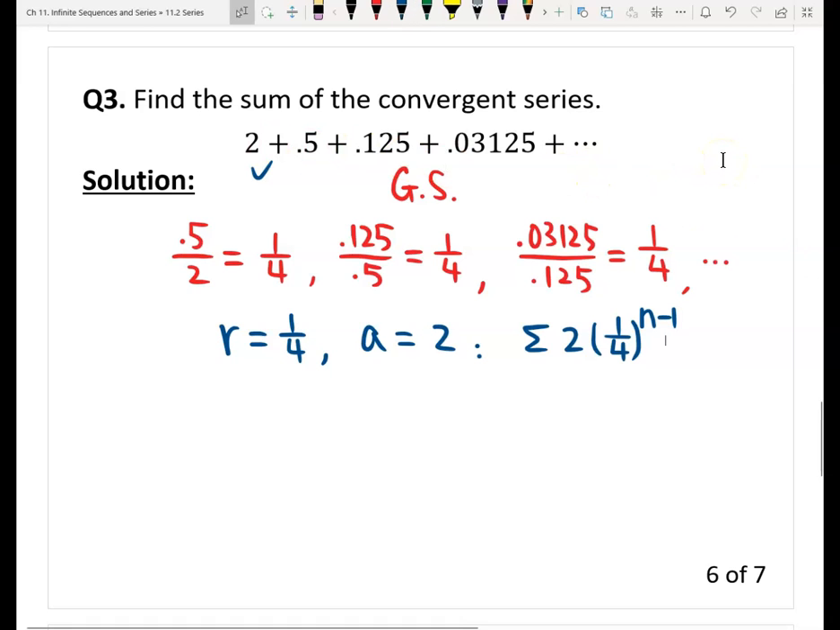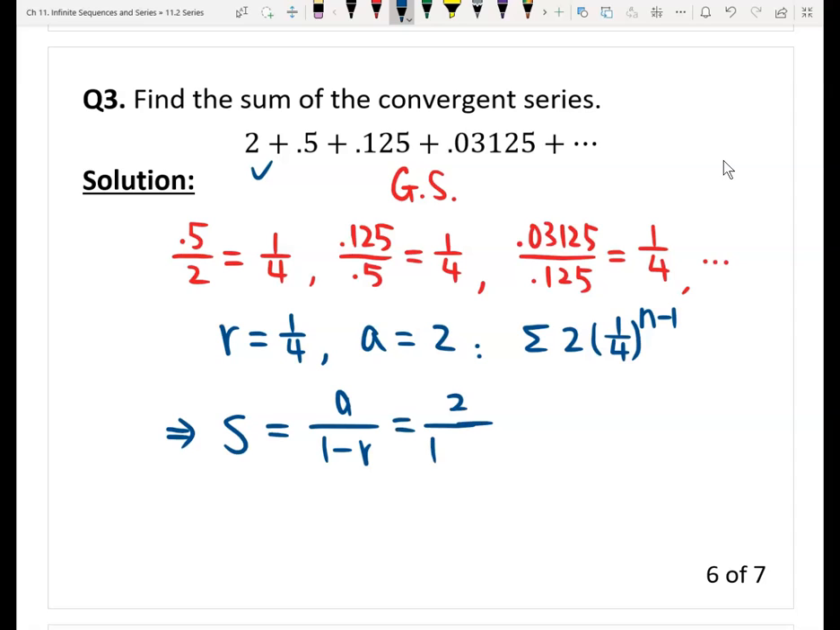Okay, now all we need to do is use the formula. What is S, the sum? The formula is S equals A over 1 minus R, right? So we know A is how many? 2. 1 minus R is 3/4, right? And then the result is 8/3. See, that's the answer for this question.